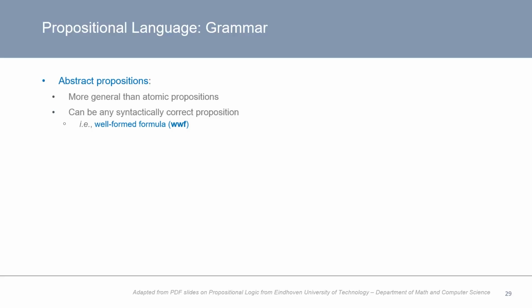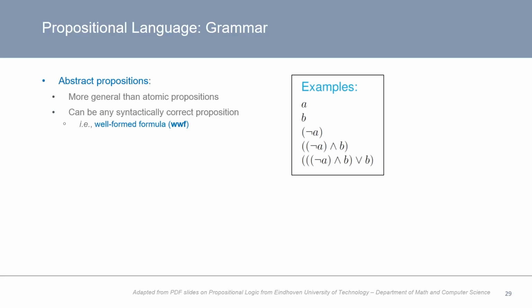Now let's get into the grammar of propositional language. First, let's define an abstract proposition. These are more general than atomic propositions. They can be any syntactically correct proposition, otherwise known as a well-formed formula. Here are some examples of abstract propositions. You can nest complex propositions as deeply as needed, but parentheses might be needed for grouping in order for them to be interpreted correctly.